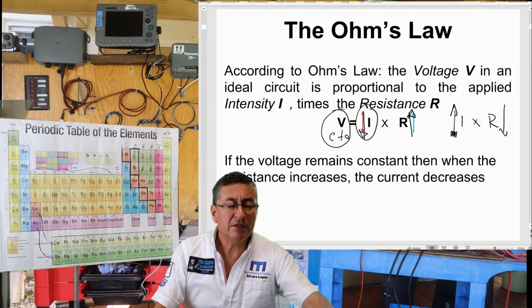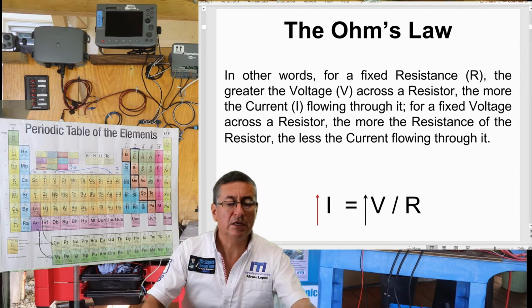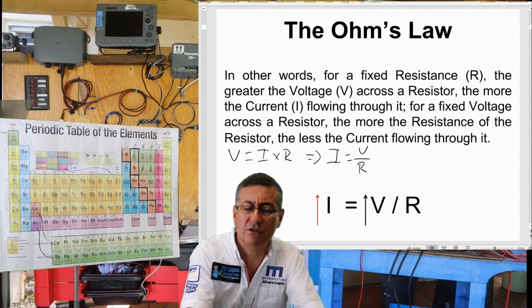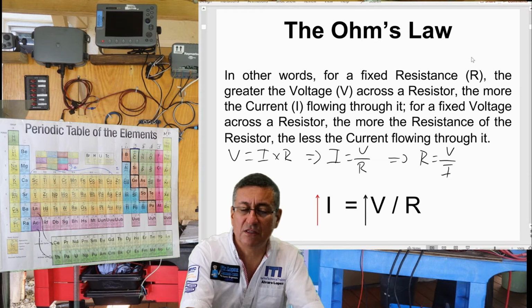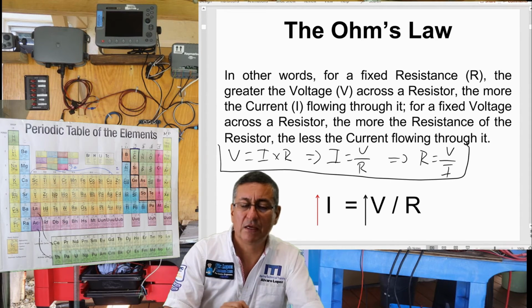Alright, my friends, this is the Ohm law, and you can organize the formula in different ways because voltage is equal to intensity times resistance. You can say also that the intensity is equal to the voltage divided by the resistance, and you can say also that the resistance is equal to the voltage divided by the intensity. All of those three formulas are exactly the same.